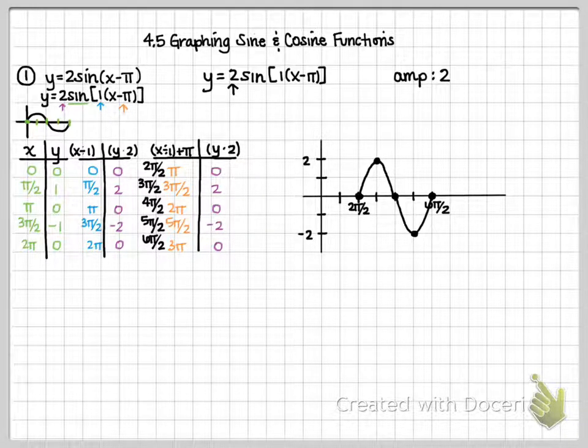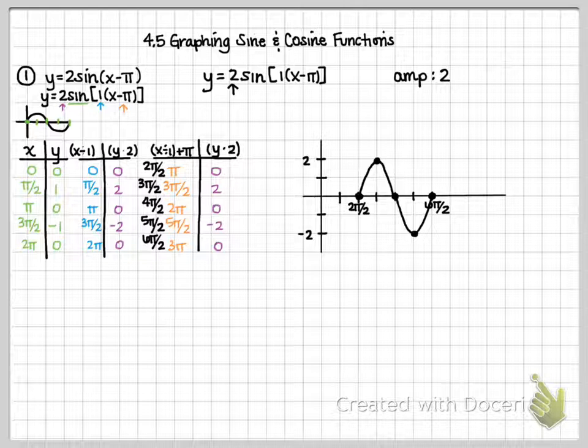Now, keep in mind, the amplitude will never be negative. Amplitude represents a distance. This 2 represents half the distance from the lowest point on the graph to the highest point on the graph. So if you take a look back at the graph, it goes as low as -2 and as high as +2. The distance between -2 and +2 is 4. Half that distance is the amplitude, which is 2.